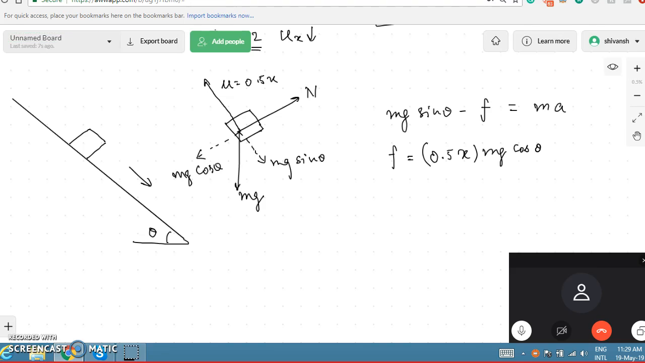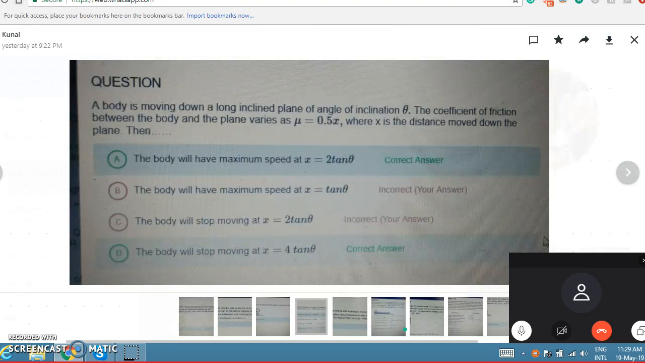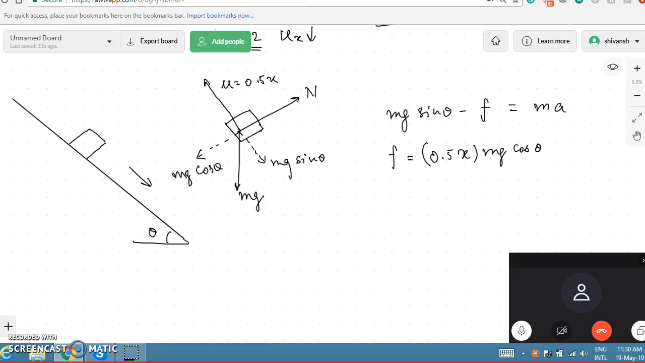Got it? Is the value of mass given? Please give it 2 kg. No, they haven't. See, I wanted it 2 kg because 2 times 0.5 becomes 1. So anyway, let's just separate it out. mg sin theta minus mg by 2 x cos theta is equal to ma. We cancel out the value of m and we take g common, and it becomes g times (2 sin theta minus x cos theta), divided by 2, is equal to a.